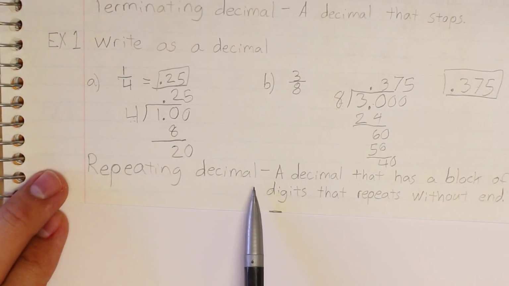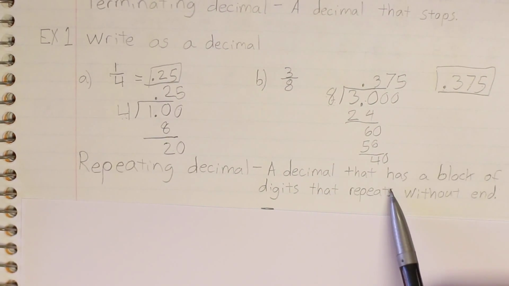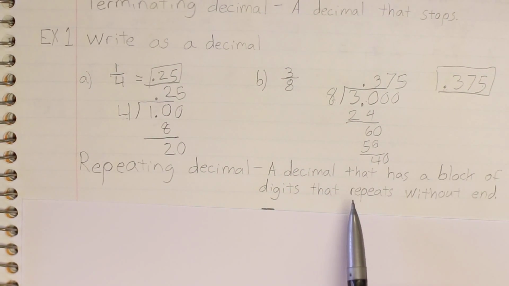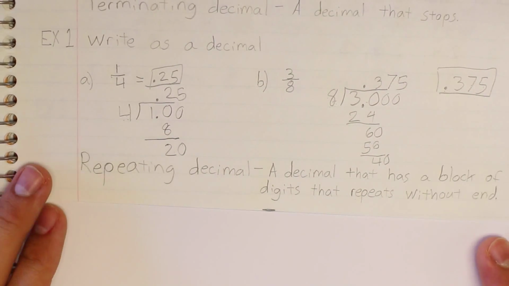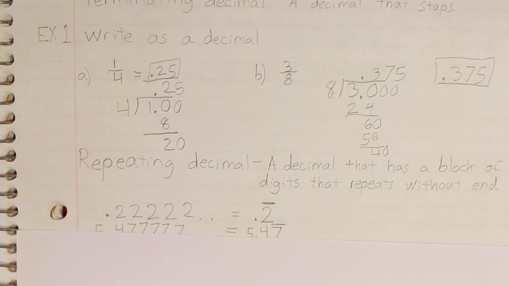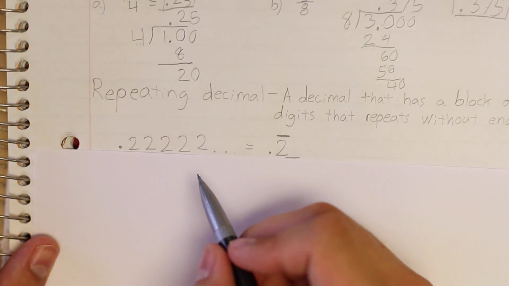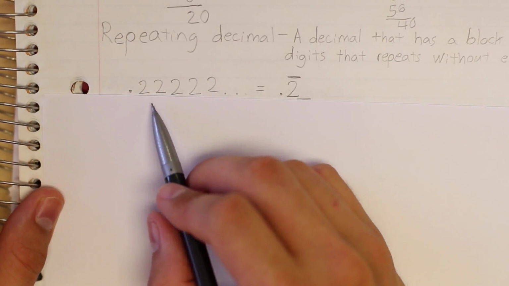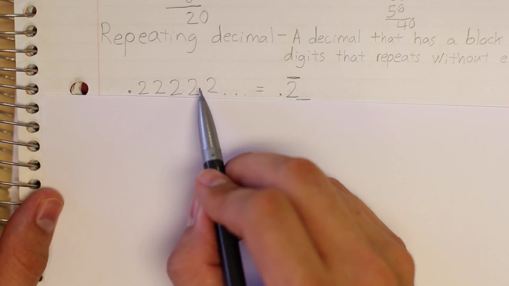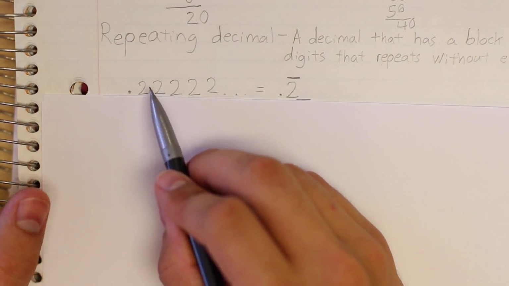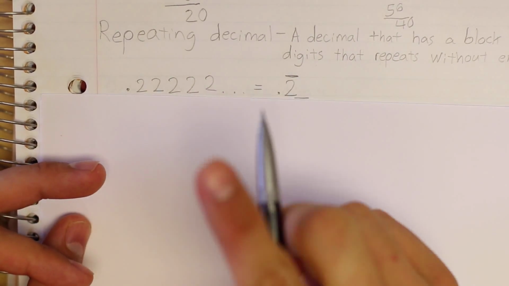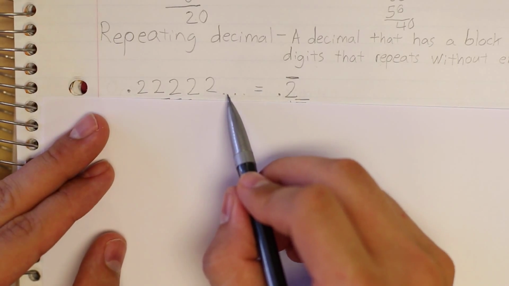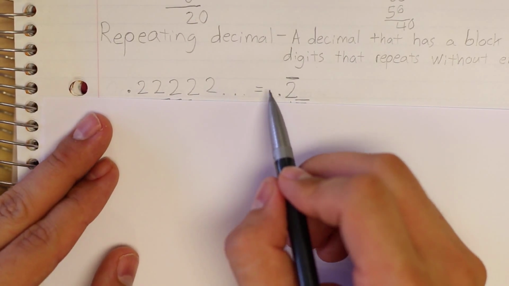A repeating decimal is a decimal that has a block of digits that repeats without end. And you're thinking, a block of digits? What? I'll show you what I mean by that. For instance, in this first example here, we have 0.22222. You see, the 2 is repeating throughout the entire thing. This is known as an ellipsis. It just lets us know that this continues forever.